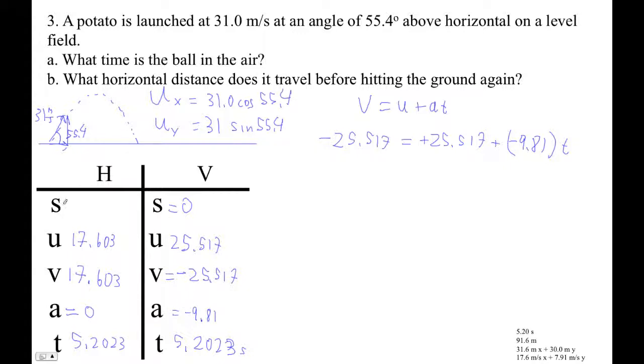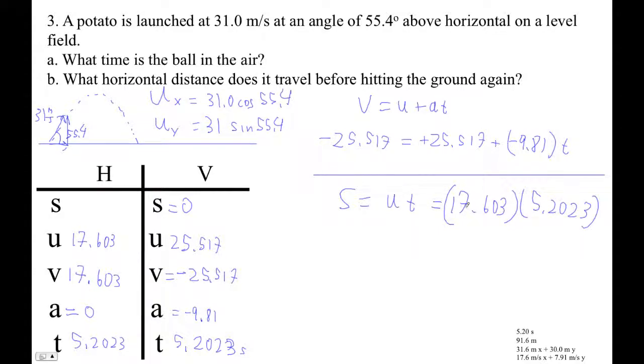Okay, and then I think we can find our S here. S is UT, and I'm doing this on the horizontal side here, right? So it's 17.603 times 5.2023. For me, by the way, I've stored the time in t. So let's see, A is my 17.603. I go that times t. I get 91.5758, 91.58 meters, right? So our answers are there, 91.6 meters.